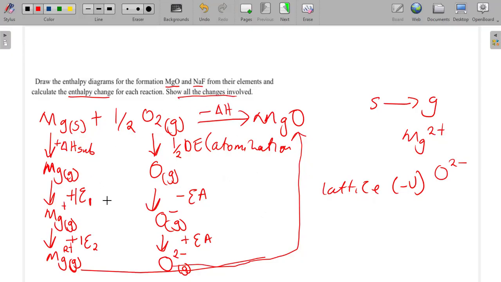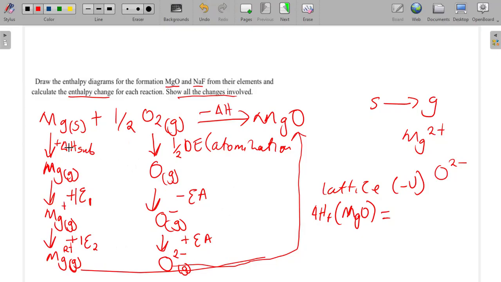So this is the enthalpy diagram for the formation of our magnesium oxide, and we've shown the changes that are involved in each step. Okay, so now let's do the second part for the formation of magnesium oxide, which is calculating the enthalpy. So we are saying the change in enthalpy for the formation of magnesium oxide is going to be. So now when you have your enthalpy diagram, it's easy for you to calculate the change in enthalpy for the formation of magnesium oxide. In that, you are just going to be adding the energies that you are having.